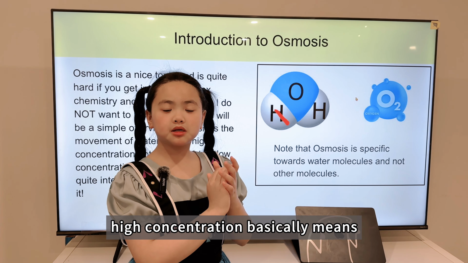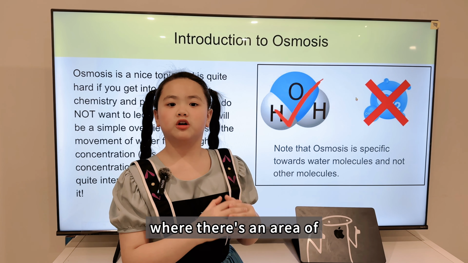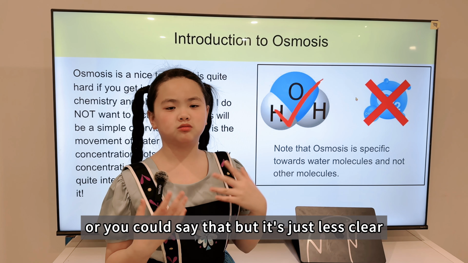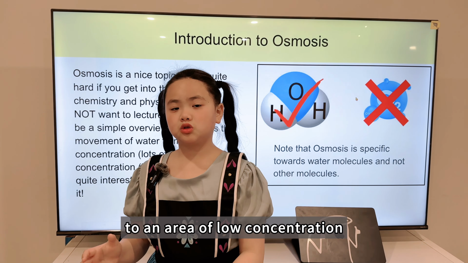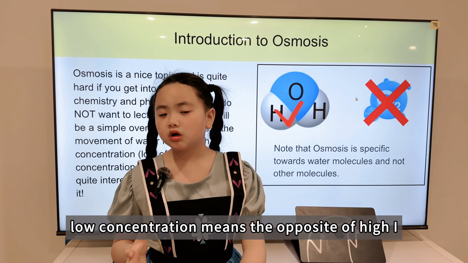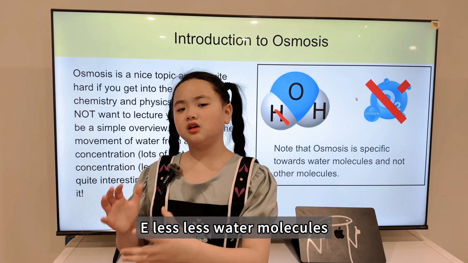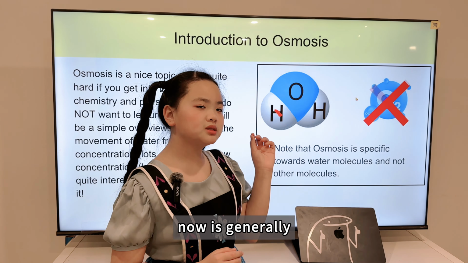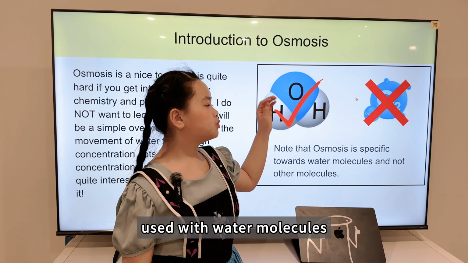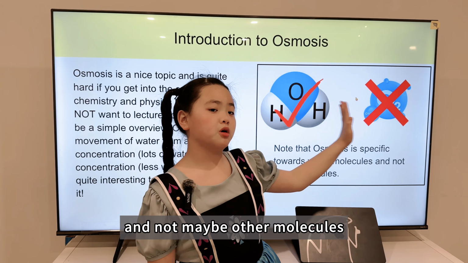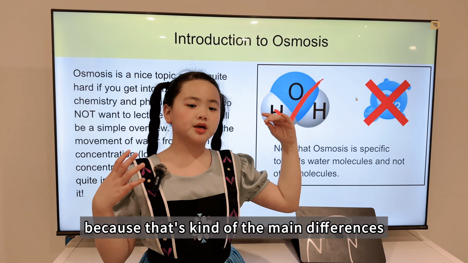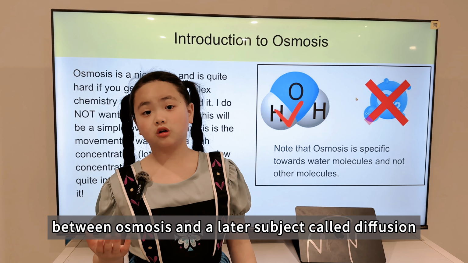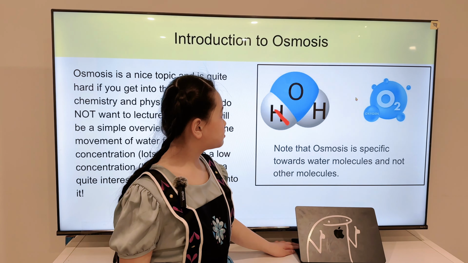High concentration basically means where there's an area of more water molecules, not water itself, or you could say that, but it's just less clear. And to an area of low concentration. Low concentration means the opposite of high, i.e. less water molecules. Now, osmosis is generally used with water molecules and not maybe other molecules, say oxygen molecules, because that's kind of the main difference between osmosis and a later subject called diffusion, which I already have a video on.